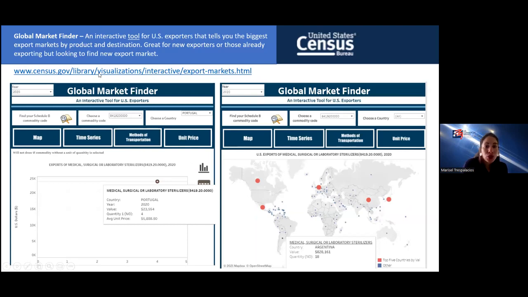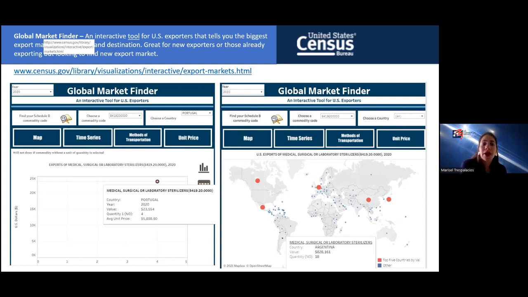Now, I want to share this tool. It's from the Census Department. It's called the Global Market Finder. Again, you will need your HS code or your Schedule B, it's US data in this case. So you go to the Global Market Finder. The link is right there. And I really like this tool. I feel I should use it more, but I think that for companies it's great.